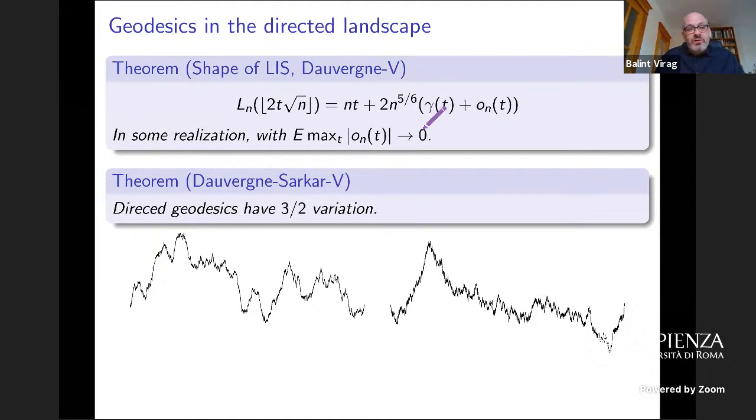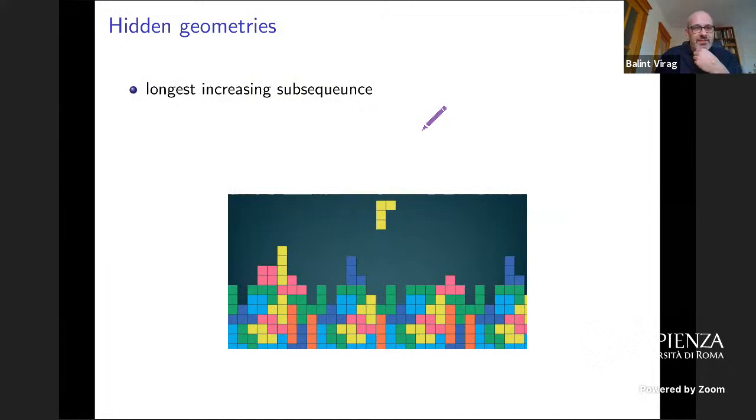We also proved, with Duncan, Dauvergne, and Sarkar, that these geodesics actually have 3/2 variation. So just like Brownian motion has quadratic variation, in this case you have 3/2 variation, and the 3/2 variation actually gives the time of the geodesic, like how long it runs. And there's quite a lot more that you can understand about it, and Duncan will talk about geodesics in the landscape, I think, in much more detail.